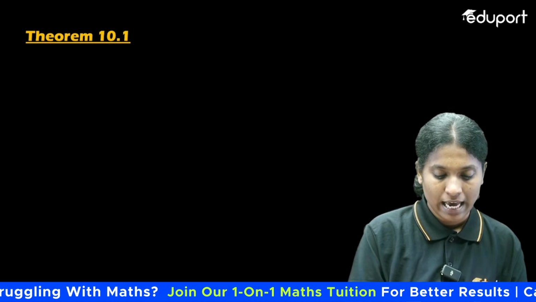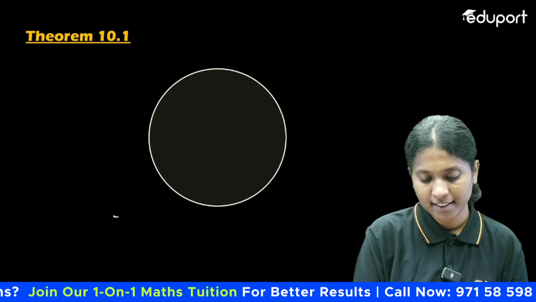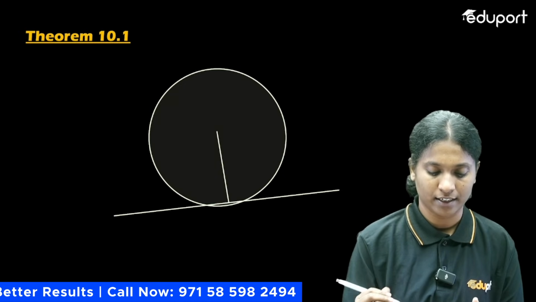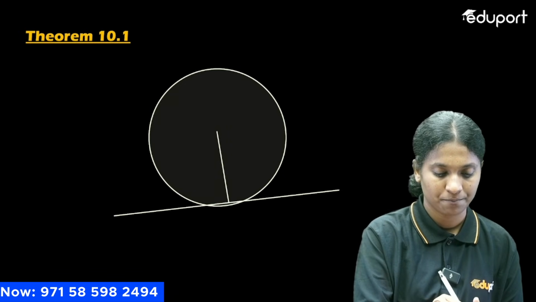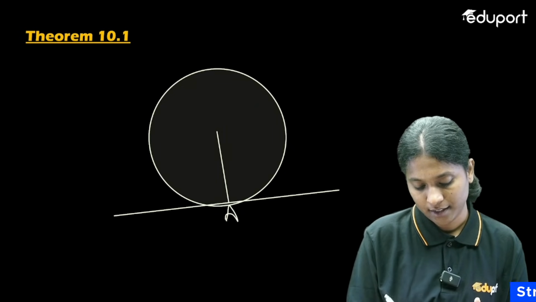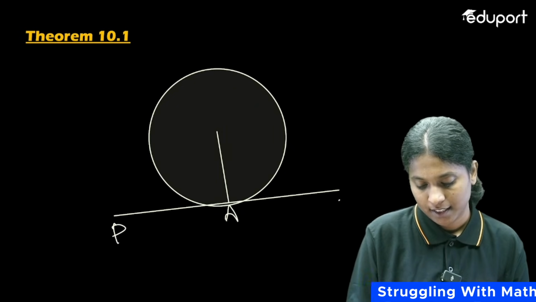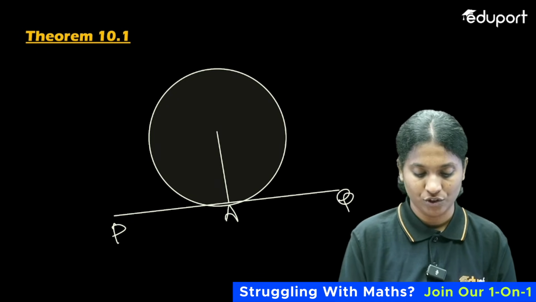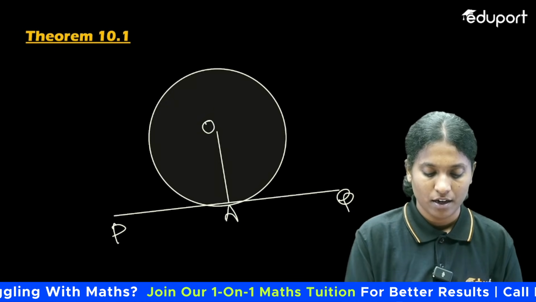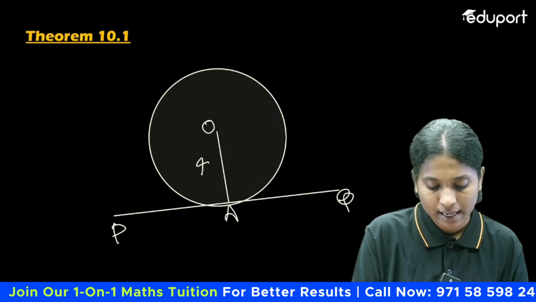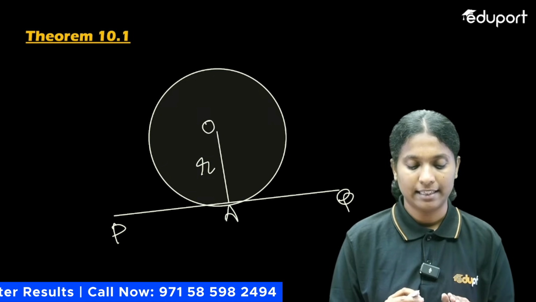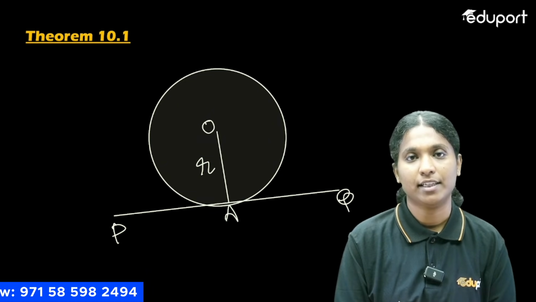So a circle, and this is a tangent to the circle, and this is the radius of the circle. Now we can name. This is point of contact A, this is the tangent PQ, and this is O, the center of the circle. Now this OA is nothing but R, that is radius.